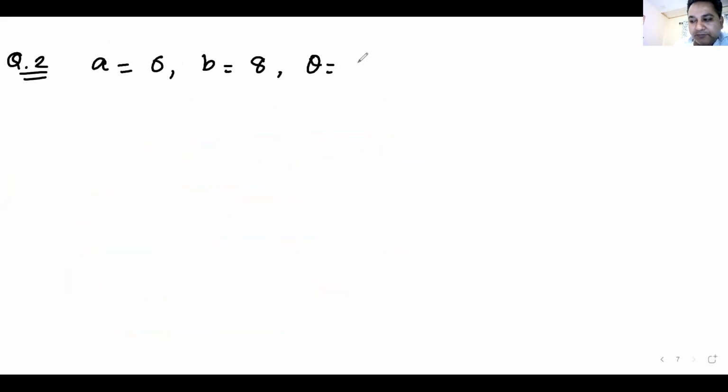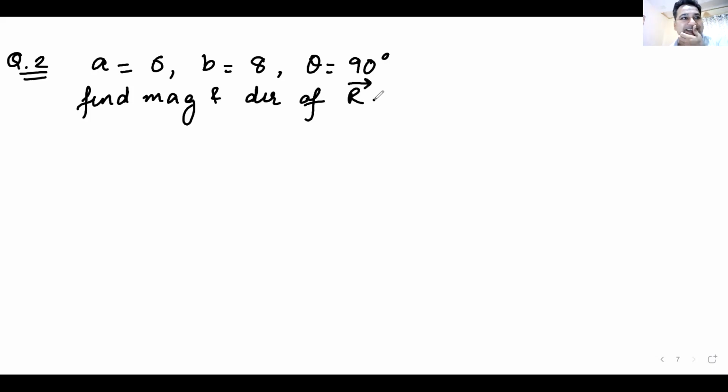Give you one more? Okay. This one might look more enterprising. I have two vectors. A vector is having a magnitude of 6 units. B vector is having a magnitude of 8 units. The angle between them is 90 degrees, so they are perpendicular. Find the magnitude and direction of the resultant vector. Can you do this for me? I'm waiting for your answers.